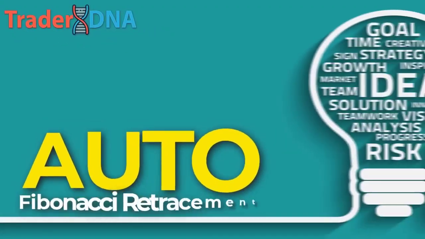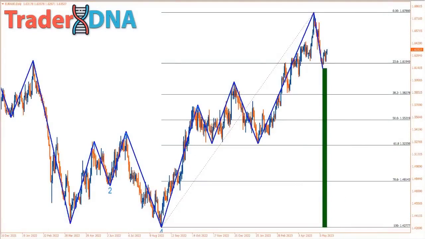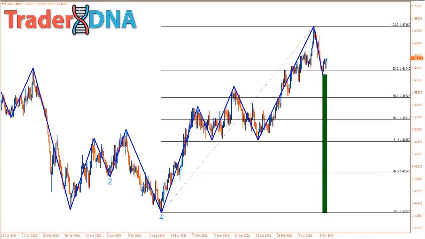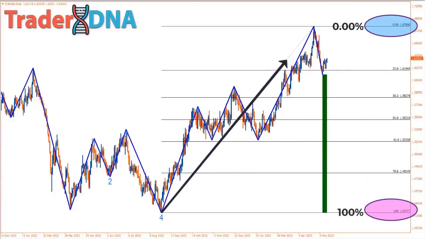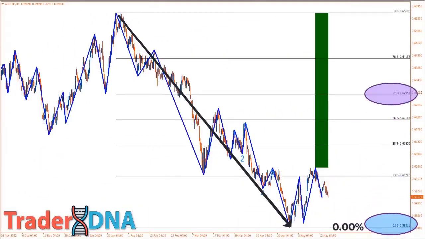Auto Fibonacci Retracement Indicator. An excellent tool for plotting Fibonacci levels easily. How the Auto Fibonacci Retracement Indicator works. The Auto Fibonacci plots the retracement levels between 0 and 100%. If the market is bullish, the 0 is at the top and 100 points at the bottom. And vice versa, if the market is bearish, the 0 is at the bottom and 100 points at the top. Besides trading pullbacks, the Fibonacci levels offer great take-profit levels when riding the trend.